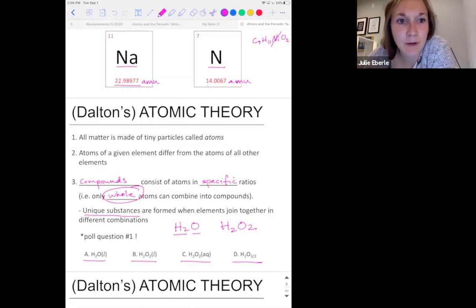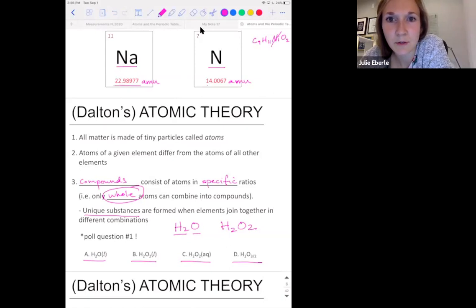Almost everybody, we're getting there. Got about 15 people left. A few more seconds. Go ahead and get your answers in. Which one is incorrect? Which one does not have specific whole number ratios? Almost there. 3 or 4 people left. All right, I'm going to call it in the poll.